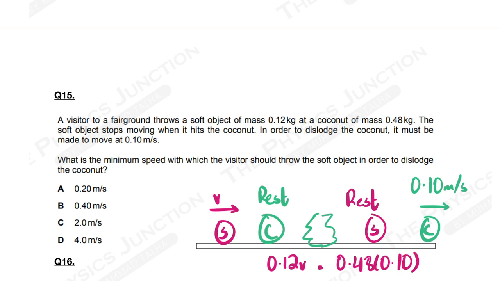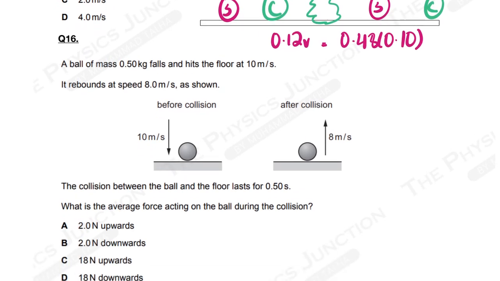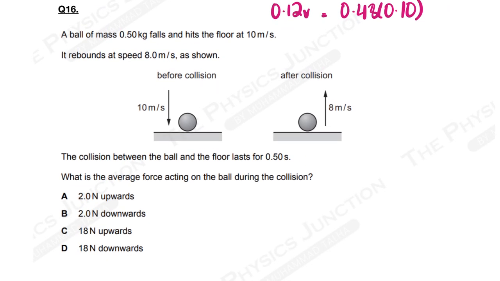So using this, my velocity turns out to be 0.4 meters per second. All right, next. Now this is a question which is slightly different from the ones we've been doing right now. A ball of mass 0.5 kg falls, hits the floor at 10 meters per second, rebounds at 8 meters per second. The time in contact with the floor is given, and you need to find the force acting on the ball during the collision. Now, why this is different is because you can obviously see there's a change in direction.